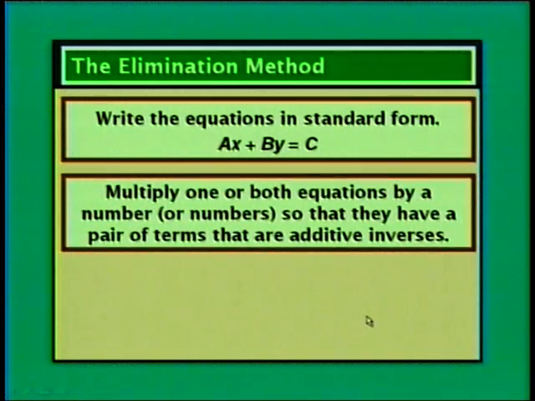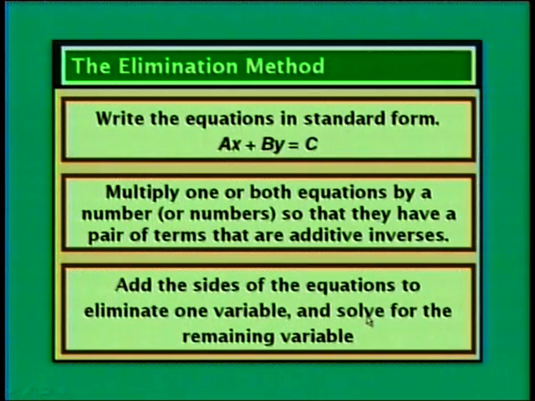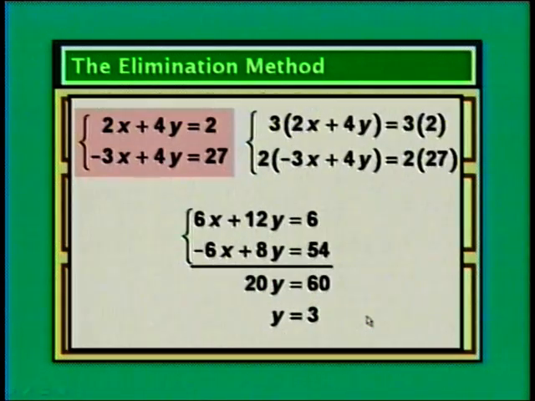Then we multiply one or both equations by a number or numbers so that they have pairs of terms that are additive inverses. And we add the sides of the equations to eliminate one variable and solve for the remaining variable. For example, suppose we had this system right here.